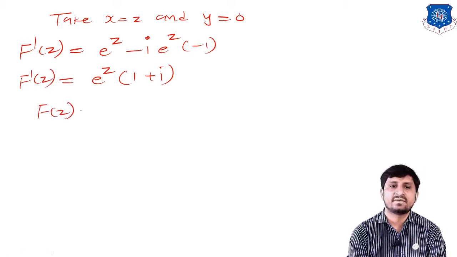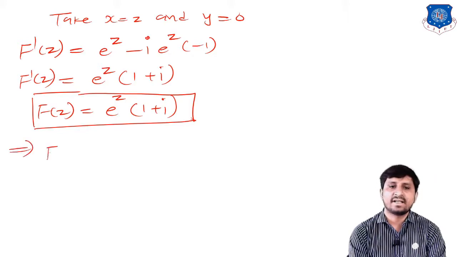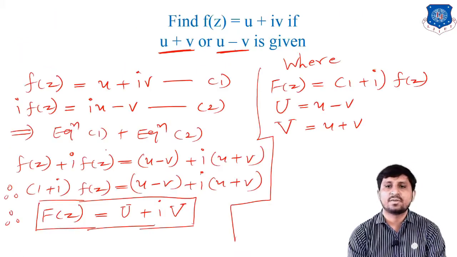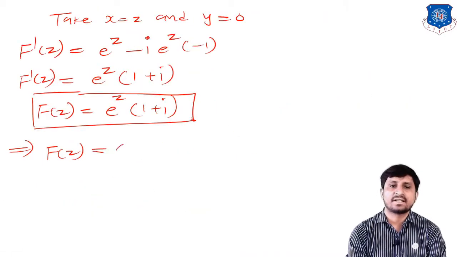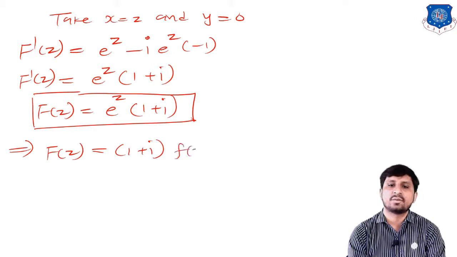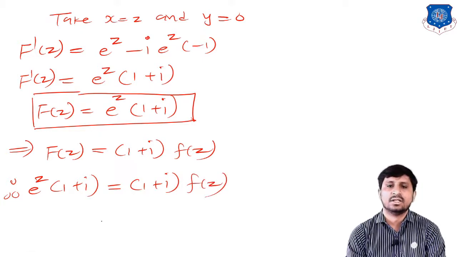So when we integrate this function, once again the integration of e raised to z is e raised to z, so e raised to z into (1 plus i), this is my capital F of z, okay. And don't forget what is my capital F of z, that is exactly (1 plus i) into small f of z, right. Put the value of capital F of z on the left hand side, that is e raised to z into (1 plus i) is equal to (1 plus i) into small f of z.